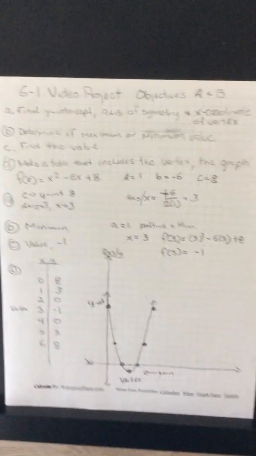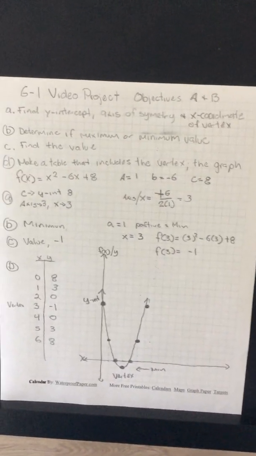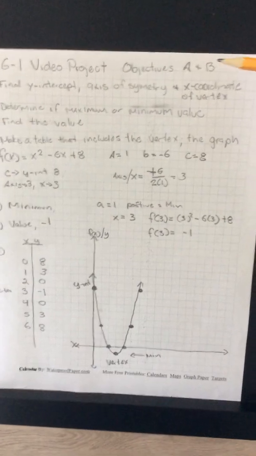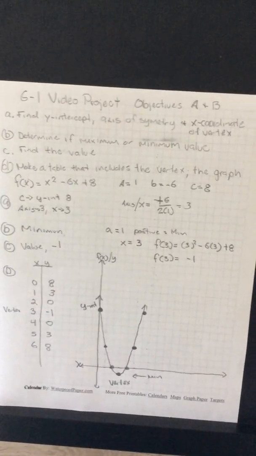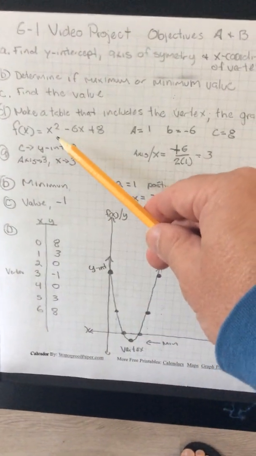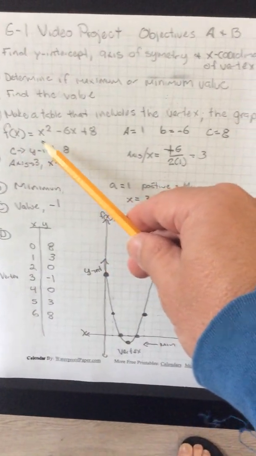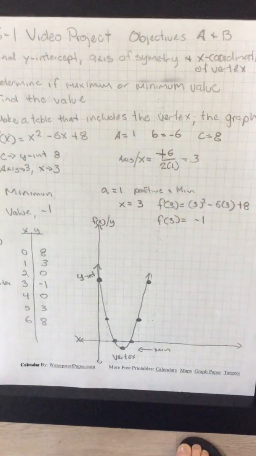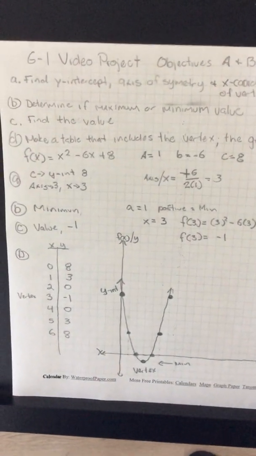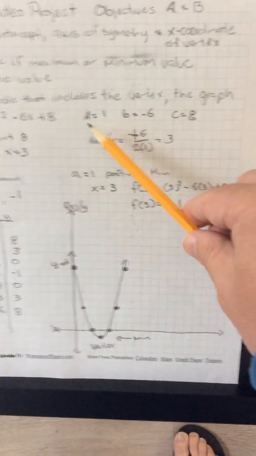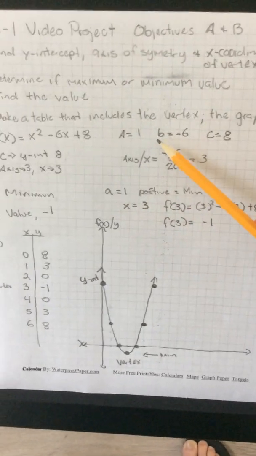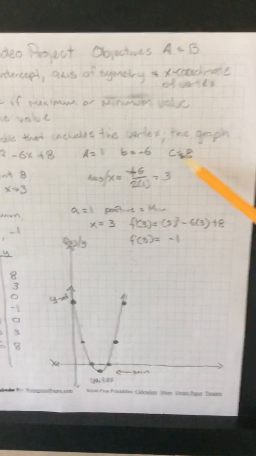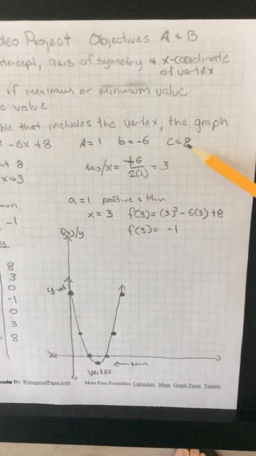All right, this is a video project for 6-1, objectives A and B. What it is about is that I take a quadratic equation function, x squared minus 6x plus 8, and identify the parts. First off, the coefficient for the x squared is 1, for the x is negative 6, and the one without an x is the c, which is 8.